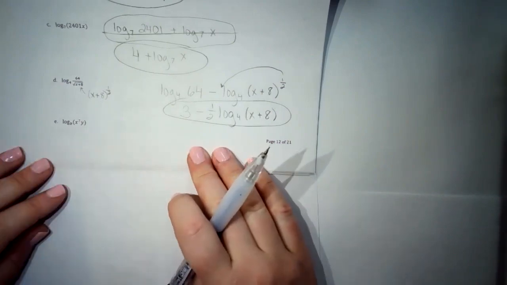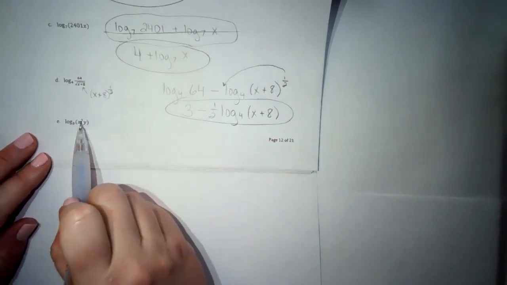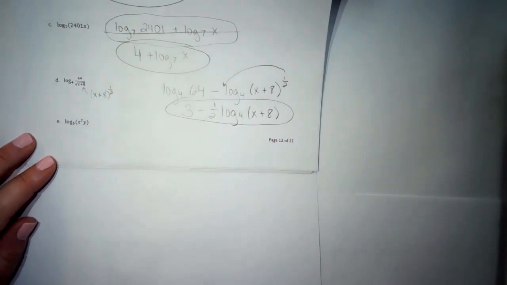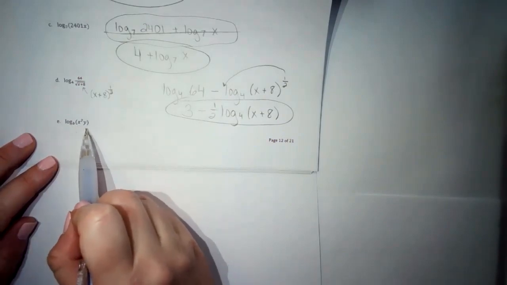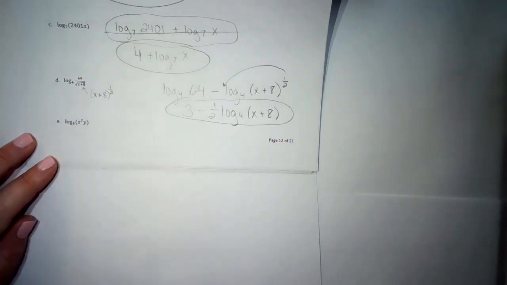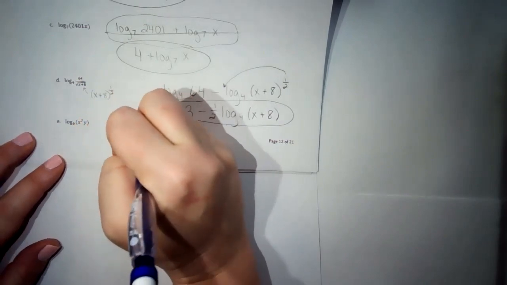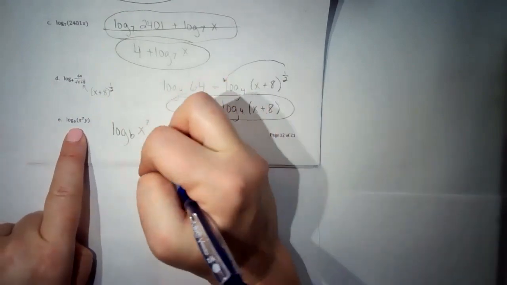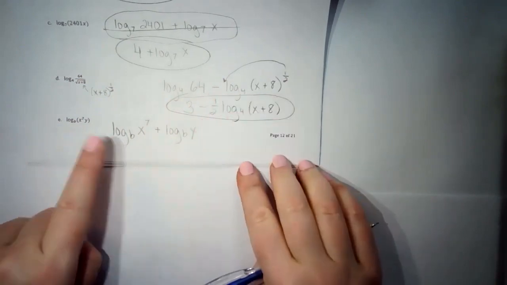Okay, let's see if we can do the next one. We got a couple of things happening here. I notice I have an exponent, so eventually 7 is going to become the coefficient to somebody. And then I also notice I have 2 items that are multiplied, so I'm going to end up having 2 logs that are added. So I'm going to start with log base b of x to the 7th. I'll fix him later. That's the first little piece. And I'm going to add him to log base b of y.